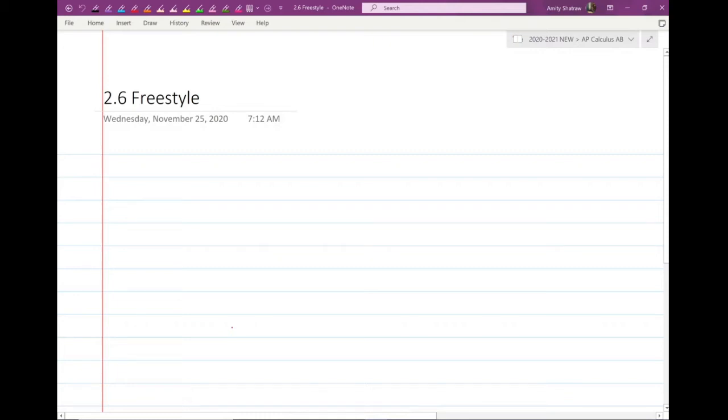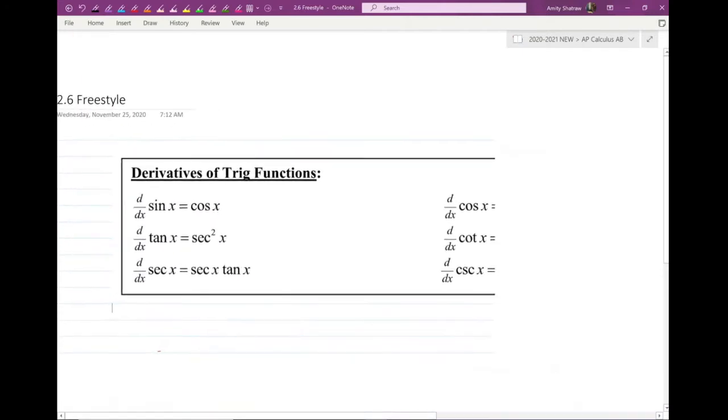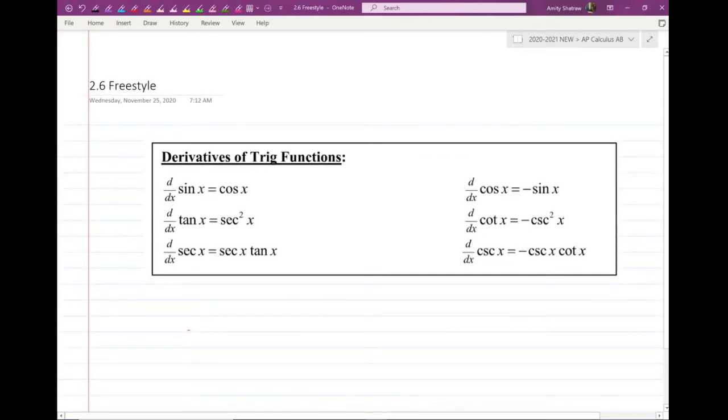Okay, one of the things that I always place a focus on in all my math classes is the importance of memorizing things. When you see in your textbook that you can now learn about the derivatives of trig functions, this section is from your 2.6 lecture notes. So you're watching the freestyle, then you're going to watch the lecture notes.